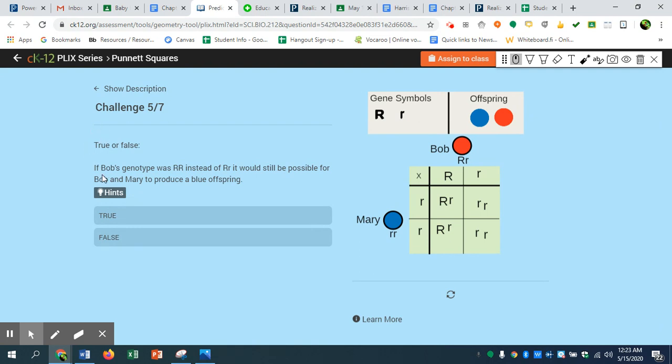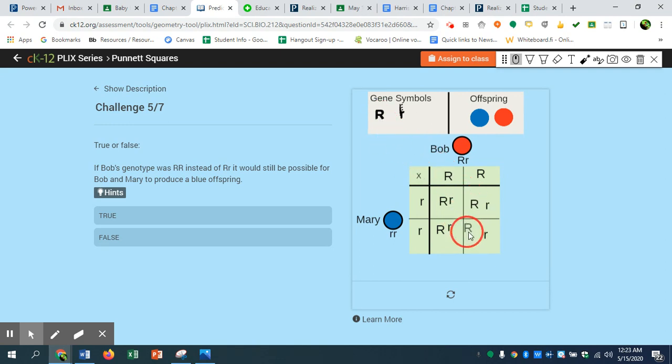So now the next question. If Bob's genotype was capital R, capital R, so he's homozygous for the dominant trait instead of capital R, lowercase r, would it still be possible for Bob and Mary to reproduce a blue offspring? So let's find out. So Bob is going to be capital R. So I'm going to take out some r's. Because remember, they still get this lowercase r from mom. And now we're going to bring down two capital R's.